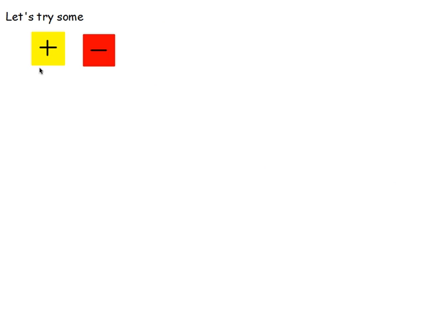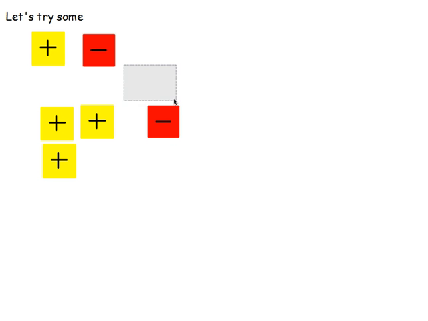Alright, let's try some out. So let's say I have, we'll go with 3 positives and 2 negatives. So if I gave you this problem, write out an expression that would represent this. You've got to count how many positives there are, count how many negatives, and whenever we combine stuff, it's just adding. So go ahead and try that.